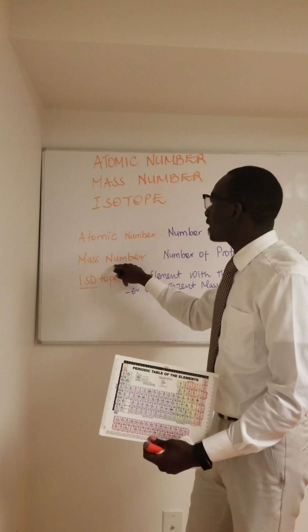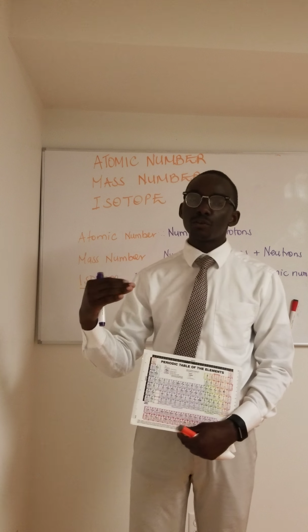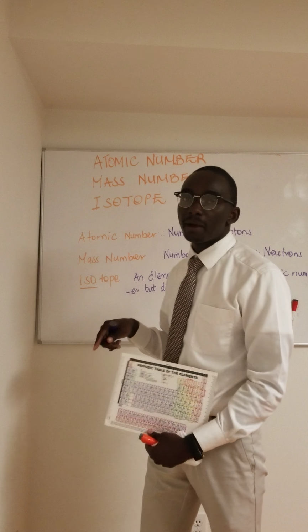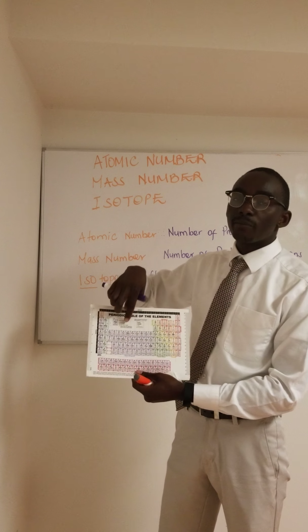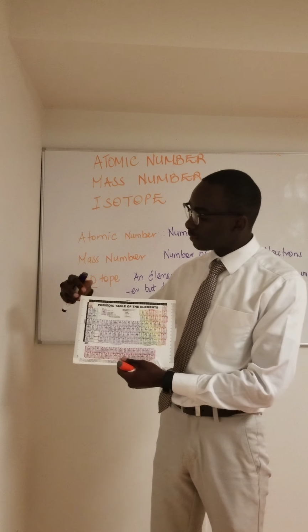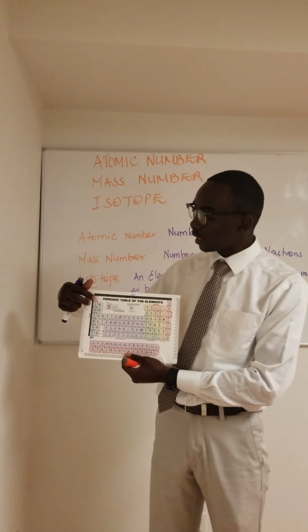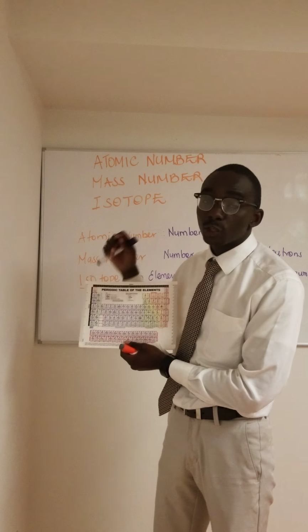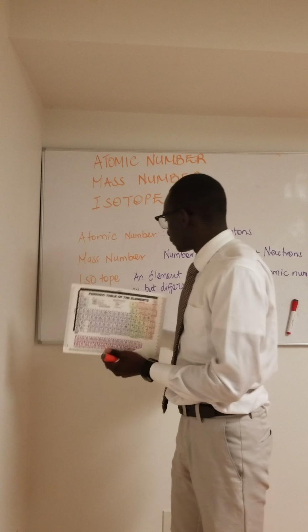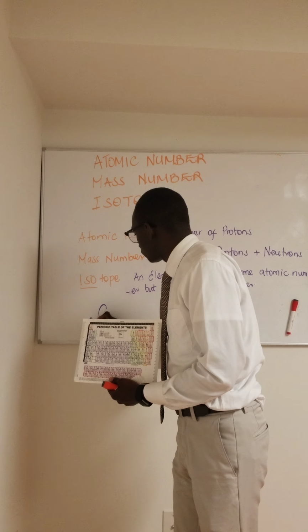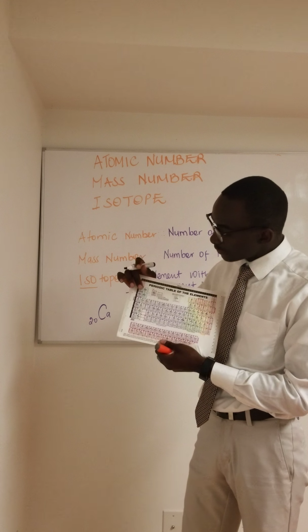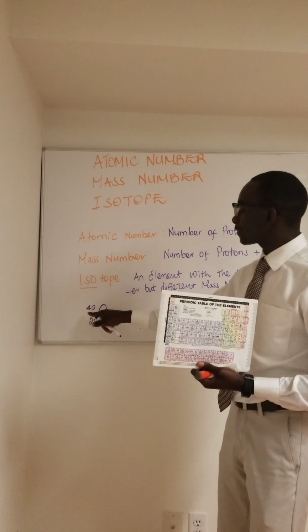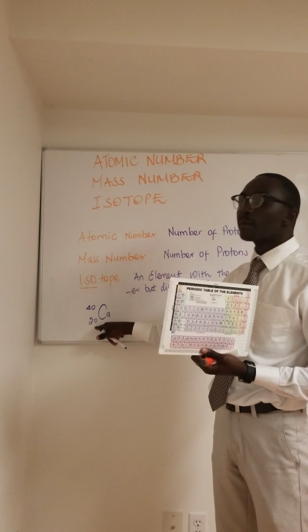And the mass number is always the number of protons and neutrons. So if you know the atomic number, then you can look up the mass number. Usually the mass number is the biggest number on the element box. So here, for example, calcium is atomic number 20, and the mass number is 40. Usually we write the mass number on top and the atomic number on the bottom.